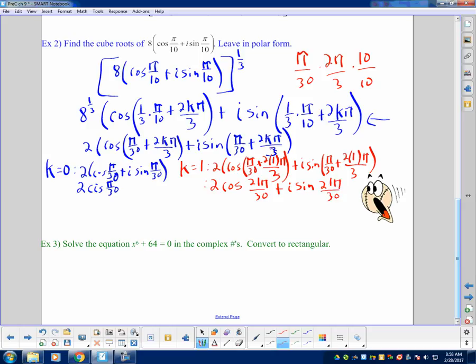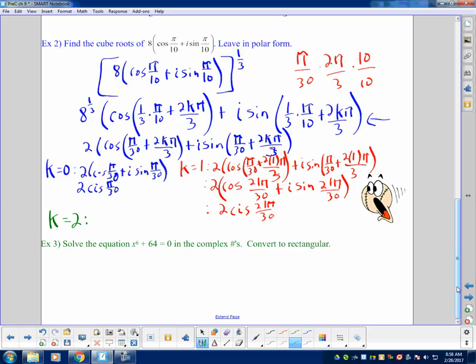You could simplify it. I would actually encourage you just to leave it like that. Another way to think of this is 2 cis 21 pi over 30. You can actually get the last one just by looking at the increment between the first two. So when k equals 2, I went from pi over 30 to 21 pi over 30, so I added 20 pi over 30, right?